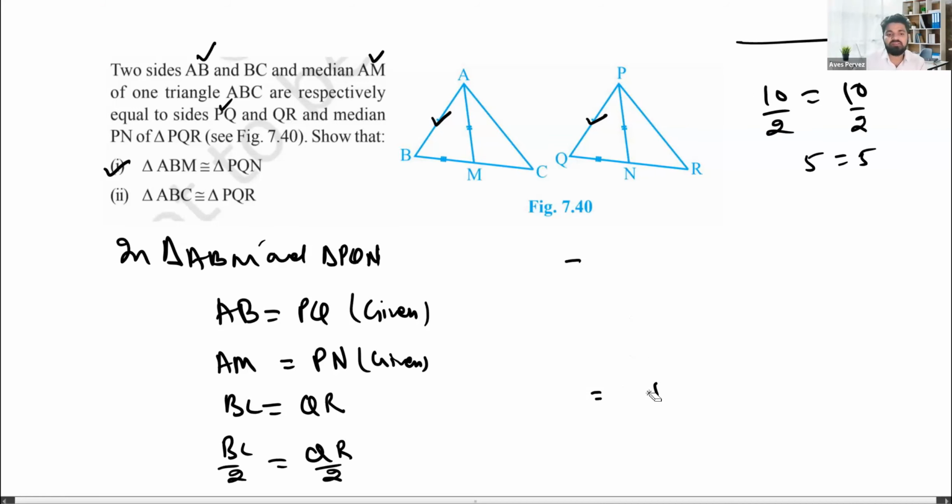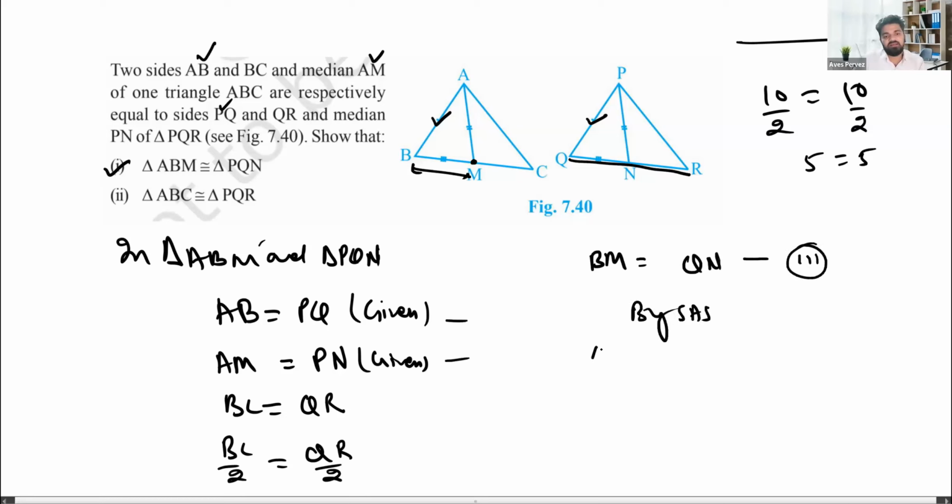So what is BC by 2? M is the midpoint, so half of BC is BM. And what is half of QR? QN. So we have one side, second side, and third side. By side angle side, triangle ABM will be congruent to triangle PQN. So by CPCT, this angle will be equal to this angle.